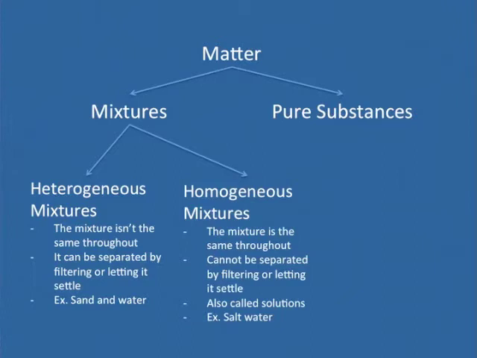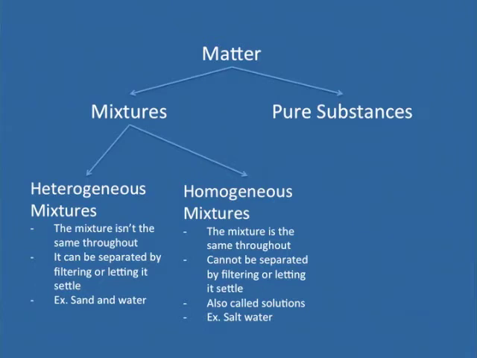Homogeneous mixtures are mixtures that are the same all the way throughout. So they can't just be separated by filtering or letting it settle. These are called solutions. You'd have to do some other kind of physical change to separate it. So for example, salt water, you'd have to boil away the water and then the salt would be left behind. All the solutions we've been working with in chapter 4 are homogeneous mixtures. So those are mixtures. Those are physically combined.